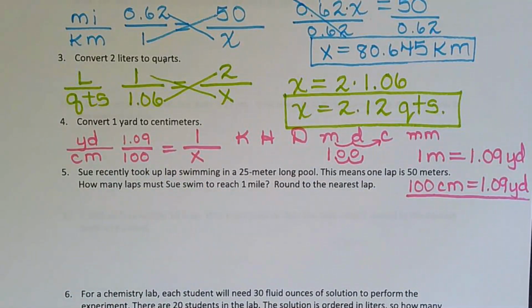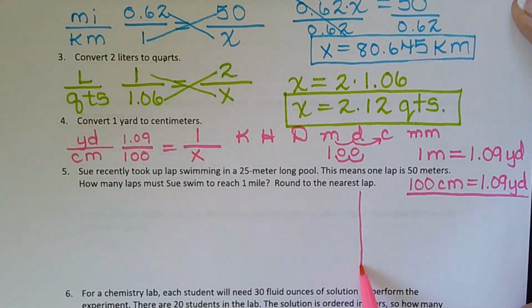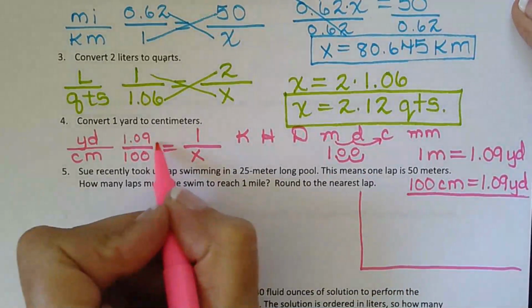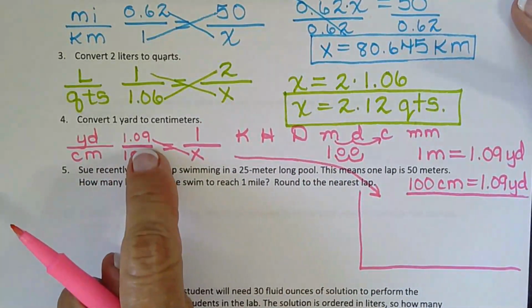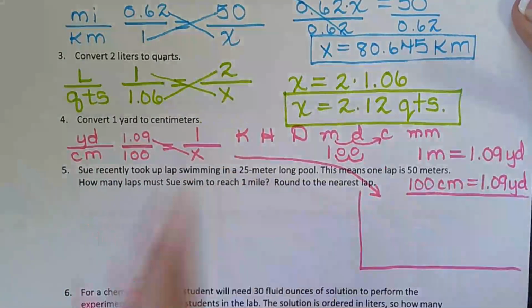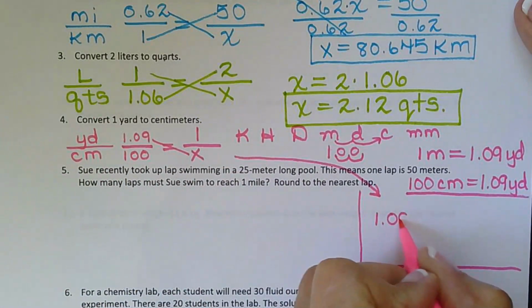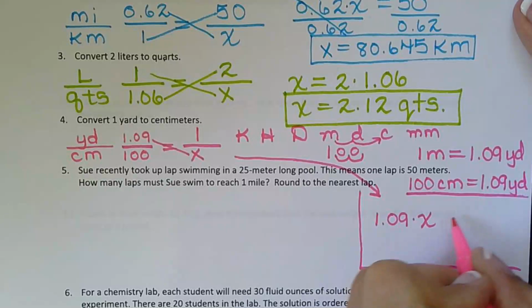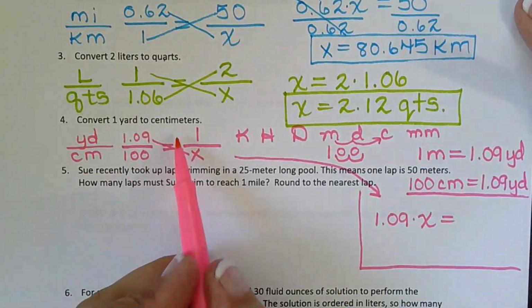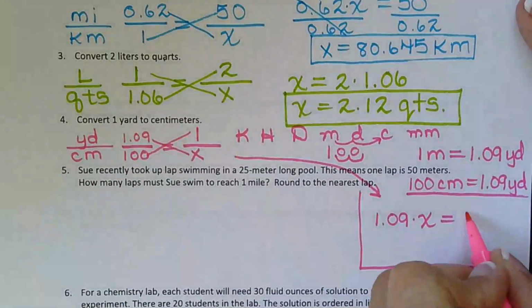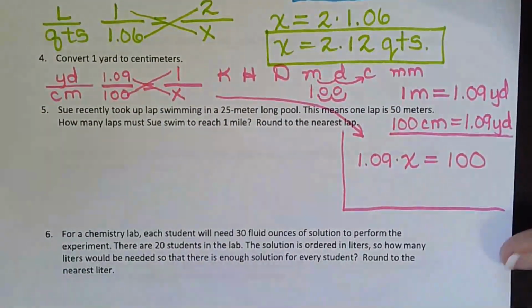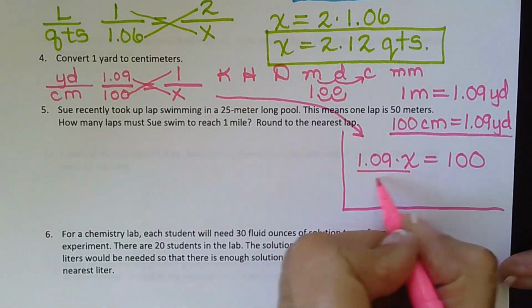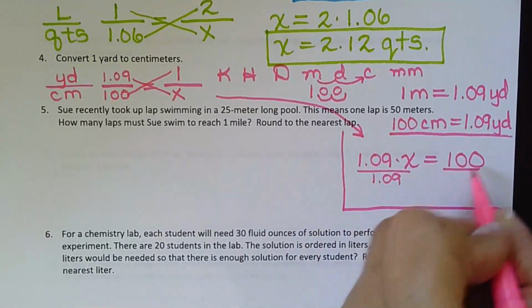And then we just set our cross products equal and solve. So we're going to have to use up some of this space here. So going this way, we have 1.09x. And remember, that means 1.09 times x equals 1 times 100. And then it's just a one-step problem. To get x alone, you do the opposite, which is divide by 1.09.